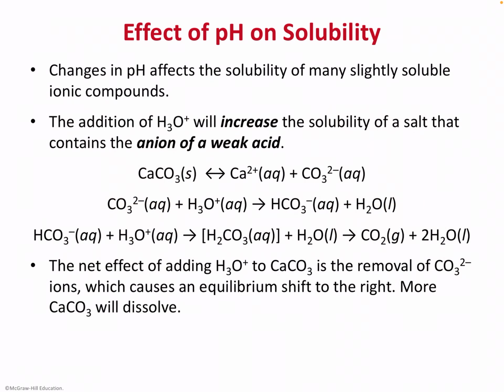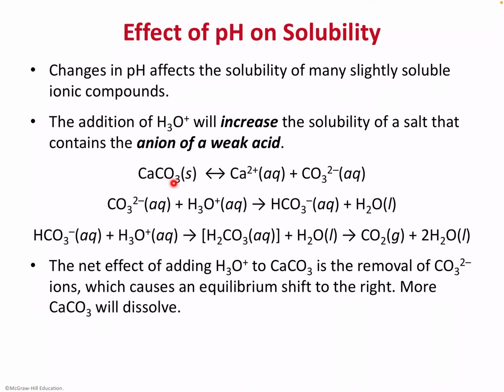Effect of pH on solubility. Changes in pH affect the solubility of many slightly soluble ionic compounds. So when we are looking at the solubility, meaning the solid that we have formed, what is going to happen to the solid depends on the pH. The addition of hydronium ion will increase the solubility of a salt that contains the anion of a weak acid.